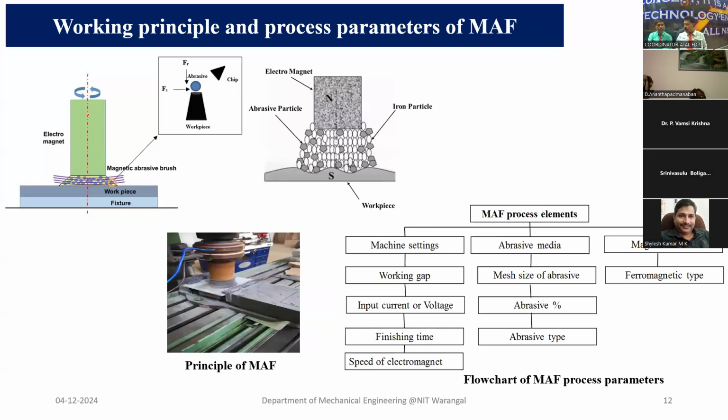I will show you another figure. So this is the electromagnet, and this is the magnetic abrasive brush, which is shown in the previous figure also. If you enlarge this, the brush is like this. This is the abrasive particle, and the workpiece surface is like this. We have peaks. The abrasive particle strikes the surface, these peaks are removed in the form of chips, and slowly we get a smooth surface like this.